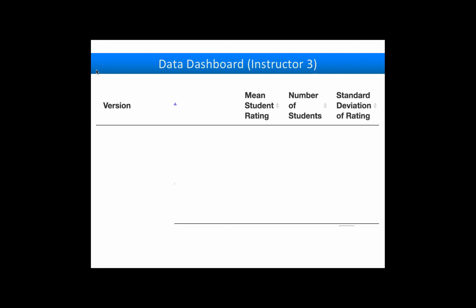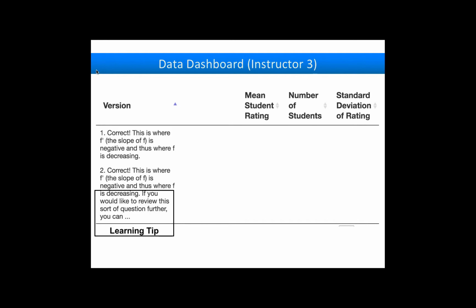The instructor then gets a dashboard, so they see this data come up in real time. They can contrast these two messages, one with the learning tip and one without, and they can see students' mean rating, as well as how many students rated it and what the standard deviation was.